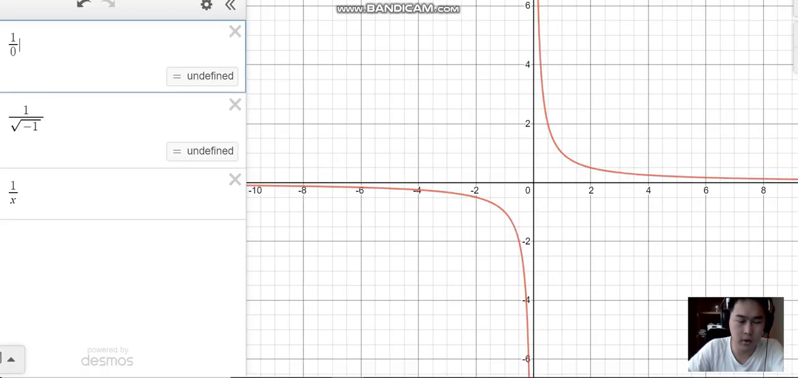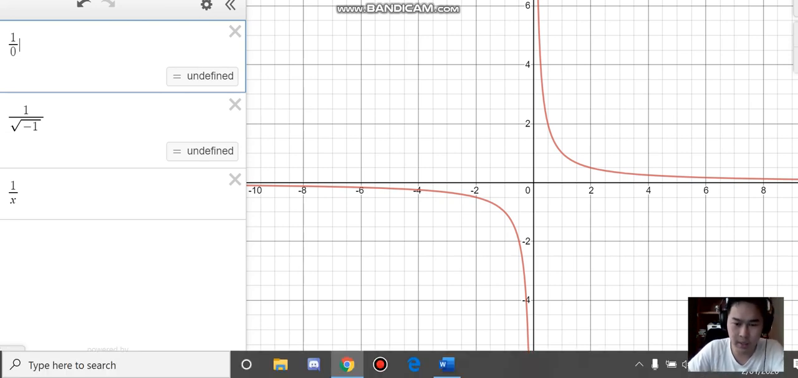So 1 over 0 is obviously undefined, and so is 1 over the square root of negative 1. The square root of negative 1 is i, but for our purposes, it's undefined. It's not a real number.